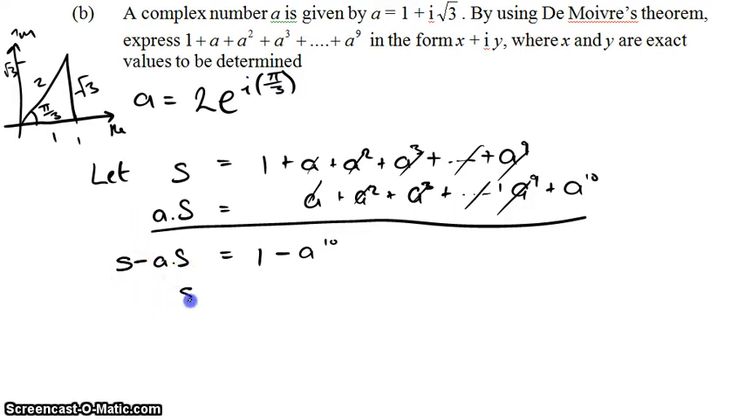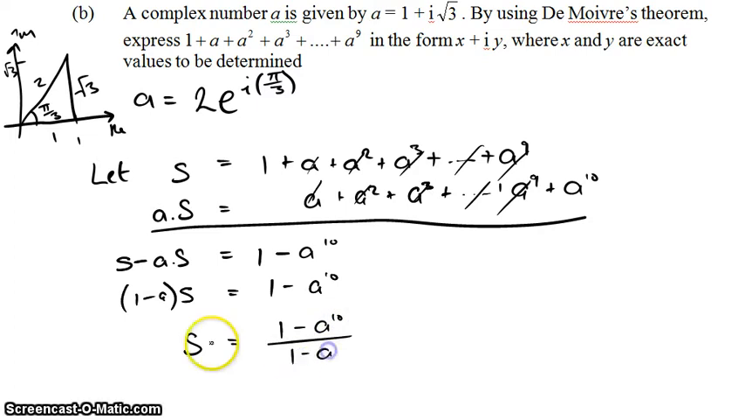And actually I can factorize out my s. This is s times 1 minus a, equal to 1 minus a to the power of 10. So the sum of my first 10 terms is going to be 1 minus a to the power of 10 over 1 minus a. And remember, s is equal to 1 plus a plus a squared plus and so on up to a to the 9. Anyway, this is perfectly legitimate. I can use my finite sum for my GP. So what is this actually equal to?